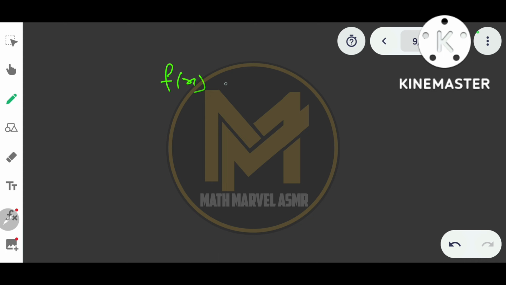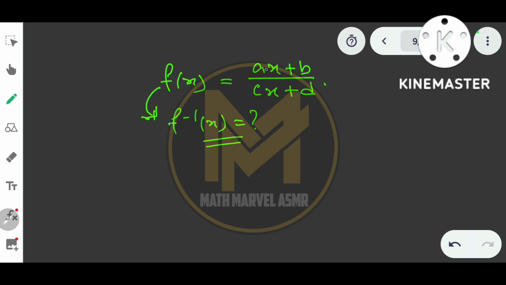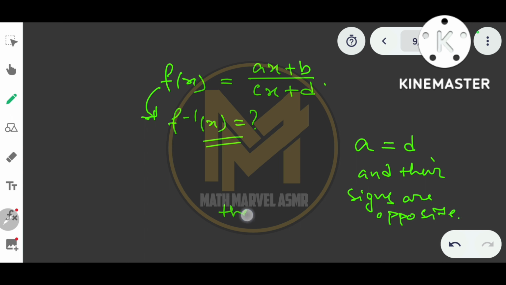So if this is the given function type and we are asked to find its inverse, then we just have to check if a equals d and their signs are opposite, then f inverse of x will be equal to f of x. That's our trick today.